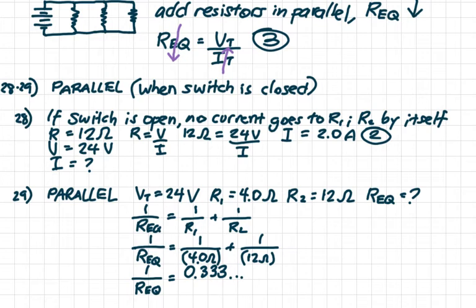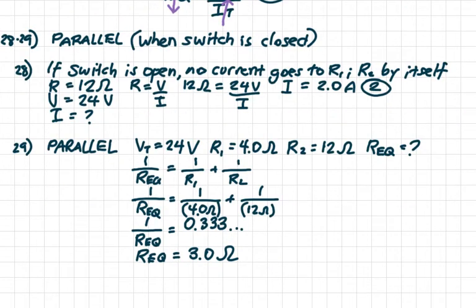0.33, right? Just keeps on going. But just remember, with parallel circuits, the equivalent resistance is not 0.33. It's not 1/3. 1 over the equivalent resistance is 0.33. So the equivalent resistance when you cross multiply is 3 ohms. And yes, the equivalent resistance is less than the individual resistors because that's the way parallel circuits work. As you add resistors in parallel, the equivalent resistance goes down.